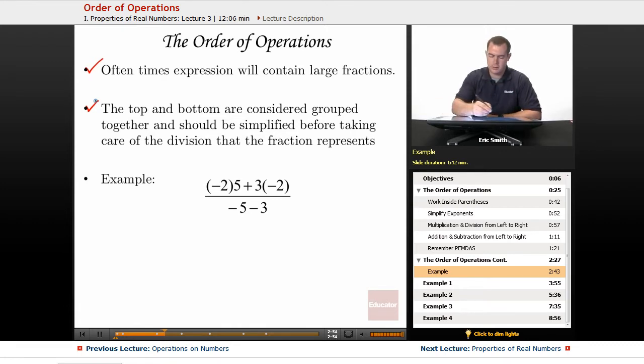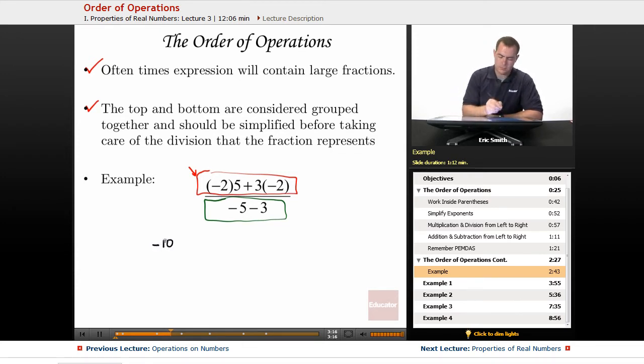So as a quick example, let's look at this guy. Here I have negative 2 times 5 plus 3 times a negative 2 all over negative 5 minus 3. So I'm really going to work on the top part as its own group and the bottom part as its own group. Let's see what that does. So negative 2 times 5 would give me a negative 10. 3 times that negative 2, negative 6. On the bottom in that group I have that negative 5 minus 3, so negative 8.